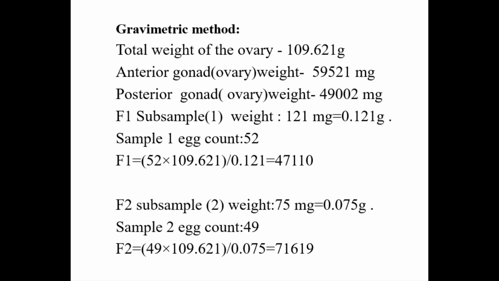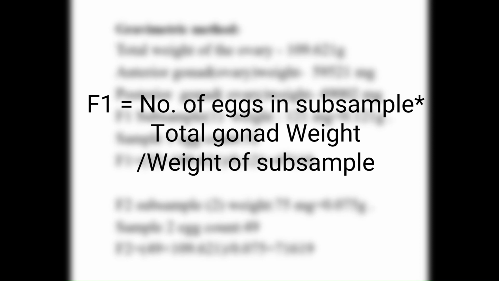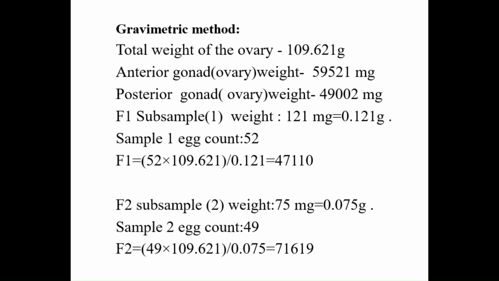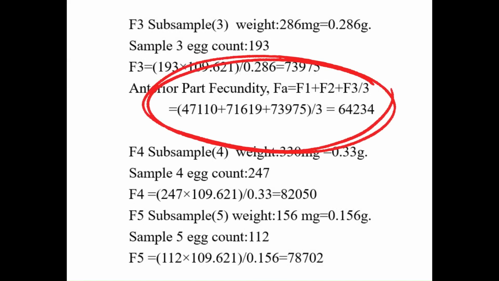For the fecundity of F1, we use the formula: number of eggs in the subsample multiplied by the total gonad weight and divided by the weight of the subsample. In this way, we have calculated fecundity 2 and fecundity 3. For anterior part fecundity, we sum up the F1, F2 and F3 and then divide by 3.